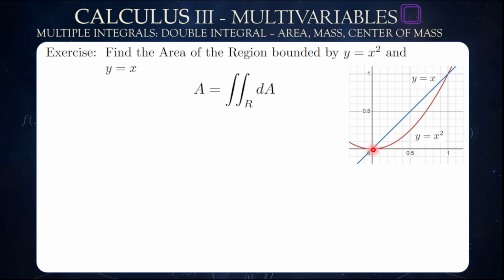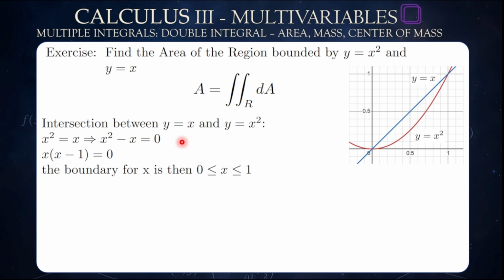y equal x squared is below and y equal x is above, and the region is this one, bounded by both curves. The intersection between y equal x and y equal x squared: replace y with x, so x squared is equal to x, then x squared minus x is equal to 0, so x times x minus 1 is equal to 0. The boundary for x is then from 0 to 1, x from 0 to 1. As for y, it is bounded between y equal x squared and y equal x.